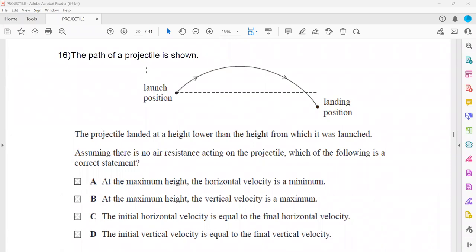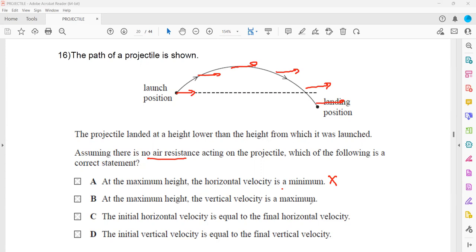In question 16, the path of a projectile is shown. The projectile landed lower than the height from which it was launched. Assume that there is no air resistance acting on the projectile. Which is the correct statement? At maximum height, the horizontal velocity is minimum. That is totally wrong, because the horizontal component of the velocity does not change at all unless they mention there is air resistance.